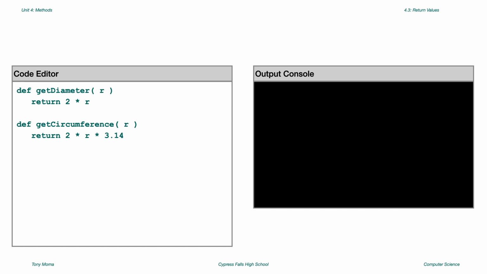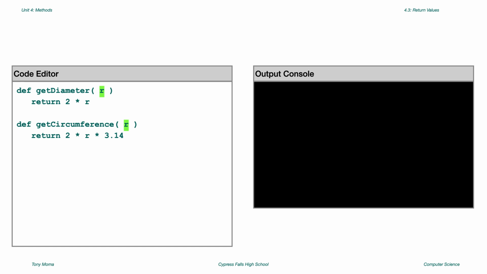Now, there are a couple of things you should notice about these two methods. The first one being that they both have a parameter named r. Even though these parameters have the same name, that does not mean they are the same variable. They are two different variables. The r that's declared in the getDiameter method exists only inside the getDiameter method, and the r parameter that's declared for getCircumference exists only in getCircumference. So they are not the same variable.